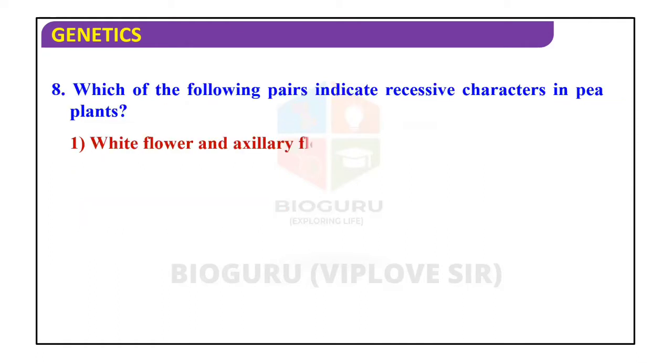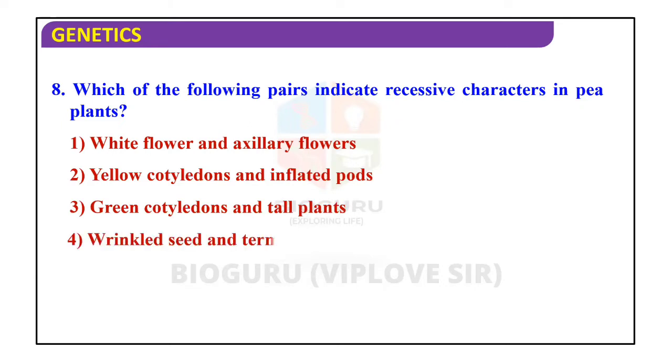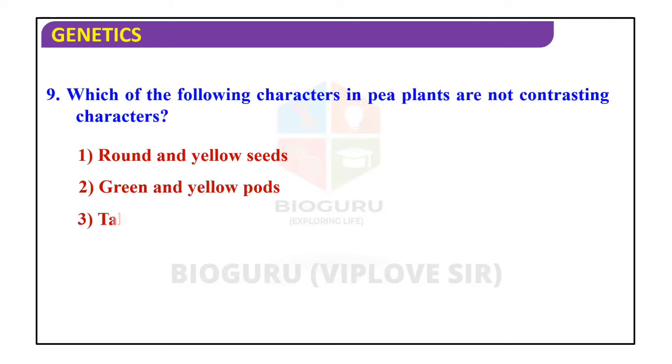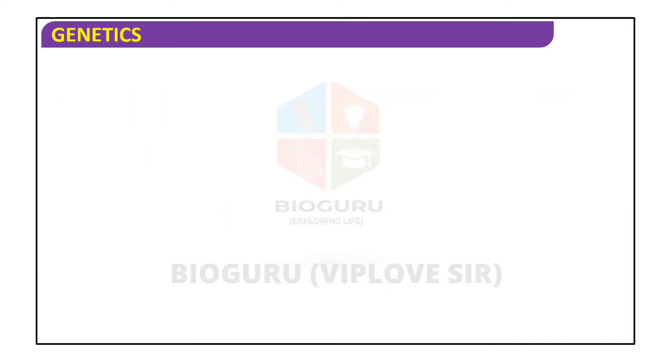Which of the following pairs indicate recessive characters in pea plants? White flower and axillary flowers, yellow cotyledons and inflated pods, green cotyledons and tall plants, or wrinkled seed and terminal flowers? It is wrinkled seed and terminal flowers. That's good. Which of the following characters in pea plants are not contrasting characters? Brown and yellow seeds, green and yellow pods, tall and dwarf plants, or violet and white flowers? Yes, brown and yellow seeds.